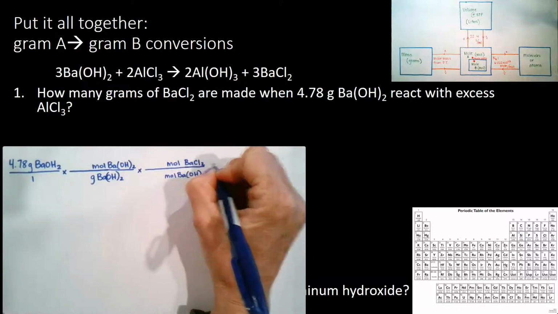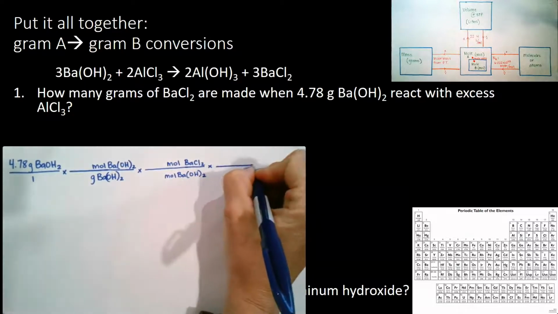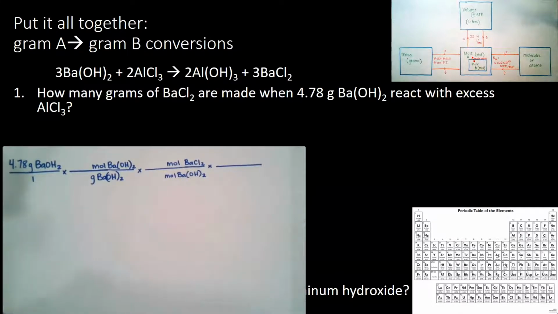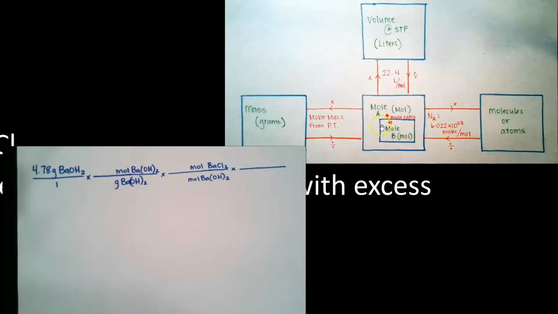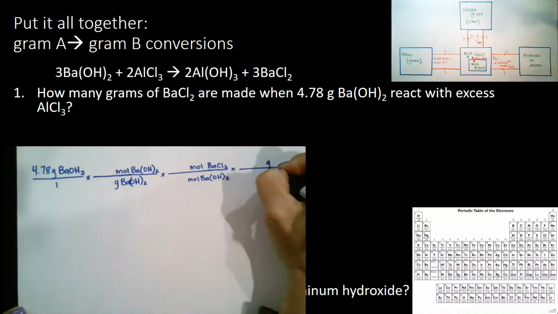And in my last but not least equation, I am going to take my moles of BaCl2 and convert back to grams. So I'm making a big loop. So I'm going to take my moles and convert back to grams.